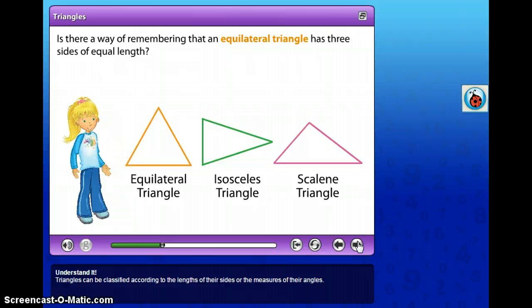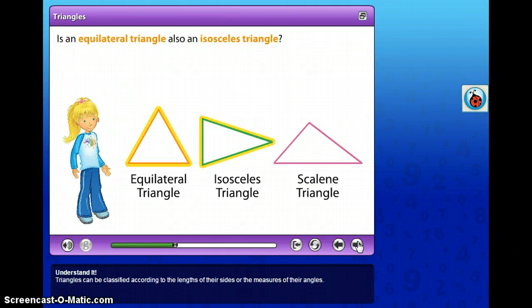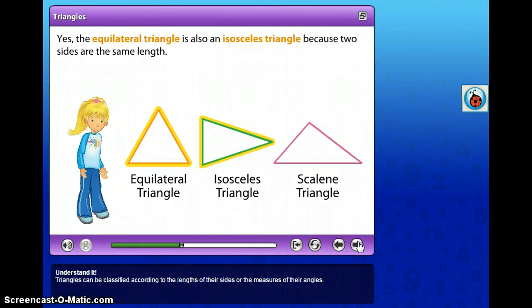Is there a way of remembering that an equilateral triangle has three sides of equal length? What did we say, Abby? Because it has the word equal in it. Yes, the prefix equa looks like the word equal, which means the same length. Is an equilateral triangle also an isosceles triangle? Can it be both? Yes, the equilateral triangle is also an isosceles triangle because two sides are the same length.